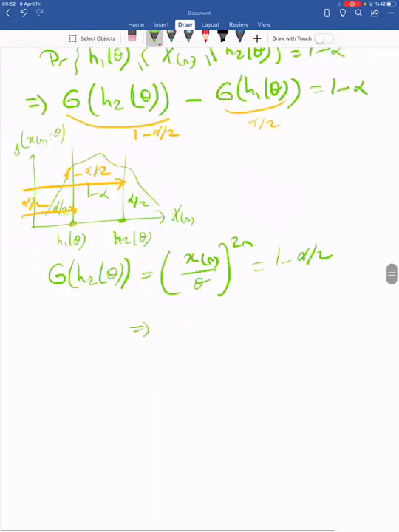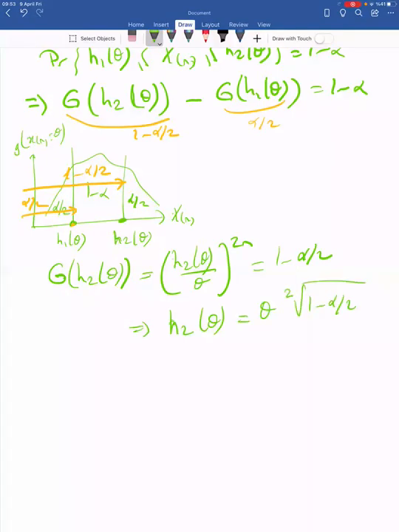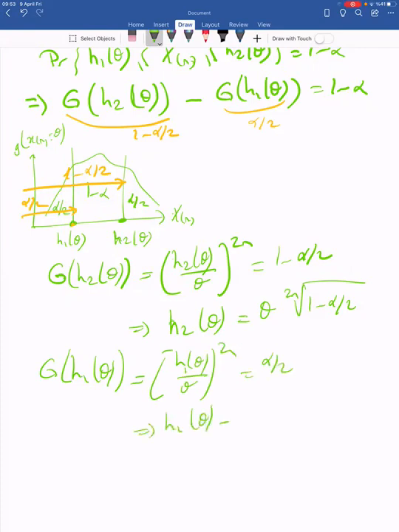Sorry, I need to replace this by h2 theta. I copied it. Obtain h2 theta. This is again the increasing function. So theta 1 minus alpha over 2, 2n. And similarly, gh1 theta. So h1 theta, 2n alpha over 2. And from here, we get h1 theta as theta, alpha over 2, 2n.